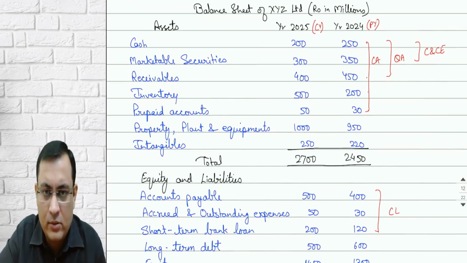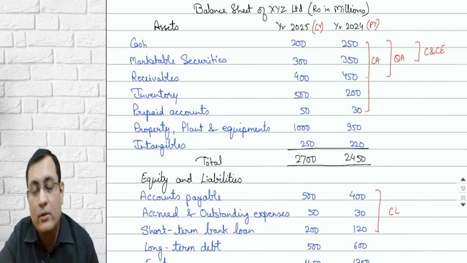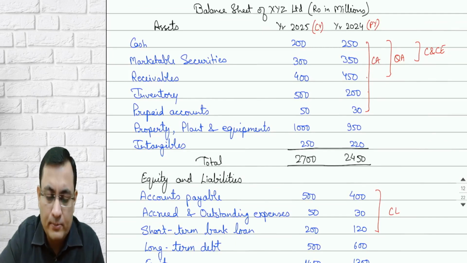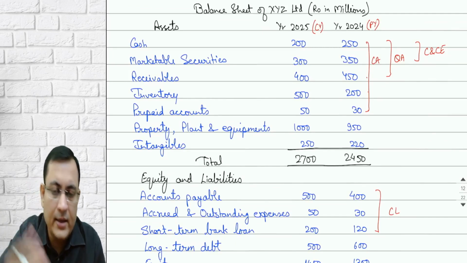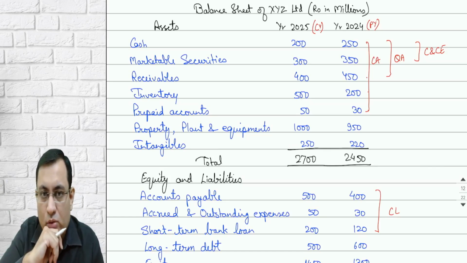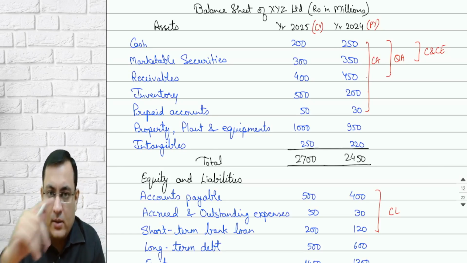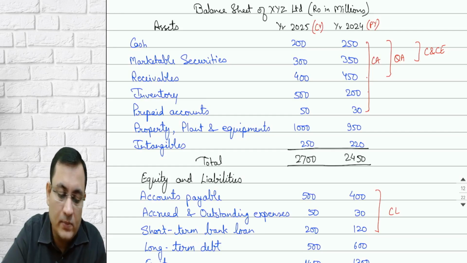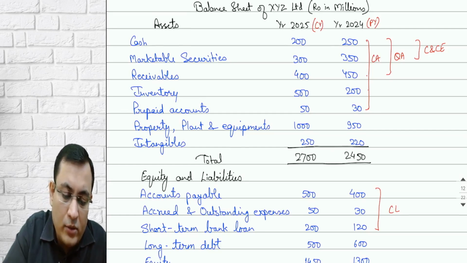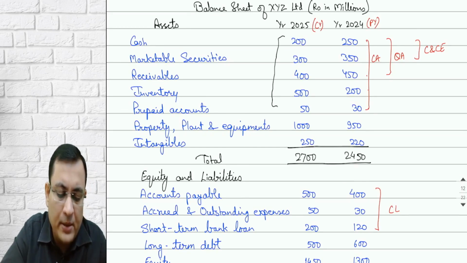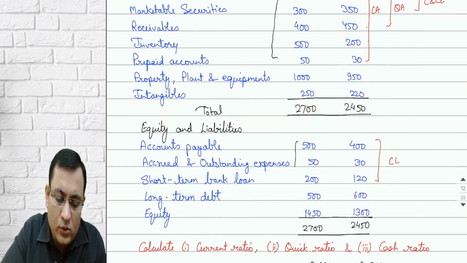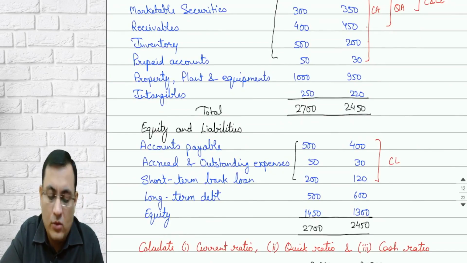This is the first numerical question which we may get in the exam. To calculate TWC or NWC, we have been given 2 years of data and now they are asking us to calculate TWC and NWC for both the years. So if we sum up these current assets for both the years, cash is going to be included in current assets, marketable security, receivable and prepaid account, all are your current assets. Current liability, accounts payable, accrued and outstanding expense and short-term bank loan, all are your current liability. So let's sum up the values.